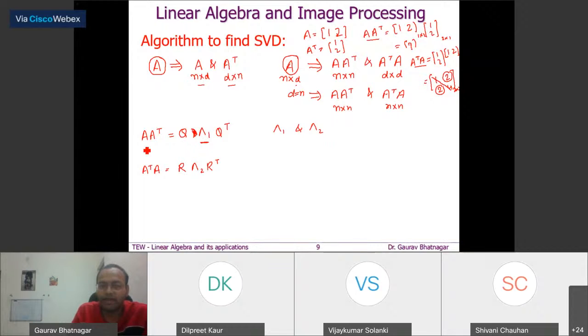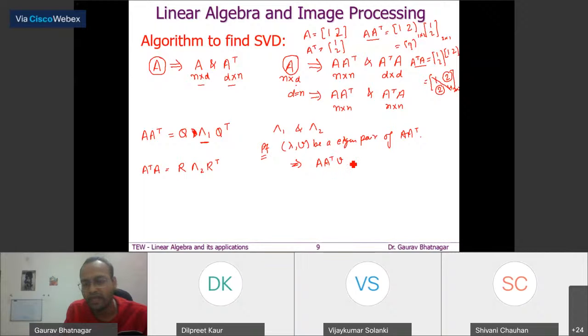So what about the eigenvalues of A A transpose and A transpose A? The eigenvalues of these two matrices are going to be the same. Let me give a very quick proof for this. Let lambda, V be an eigenpair of A A transpose. If this is the eigenpair, then by the definition of eigenvalues and eigenvectors, I can say that A A transpose V is nothing but lambda V. This is the basic definition which we know.